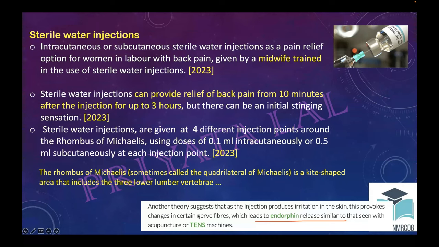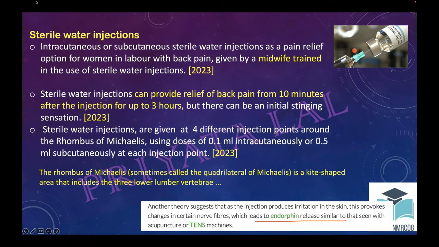A similar kind of mechanism of action is there for the TENS machine also. The TENS machine causes irritation in the skin, that leads to endorphin release, and that would cause pain relief for the woman. Is this clear till now, people? Anyone, any question? No question. Okay, so this is again a new item. Both part 2 and part 3 people should know that, because the role player may ask this.